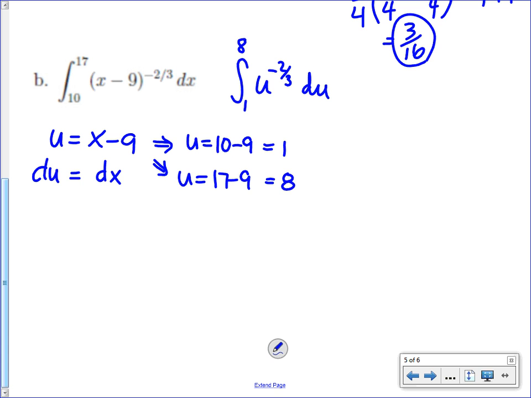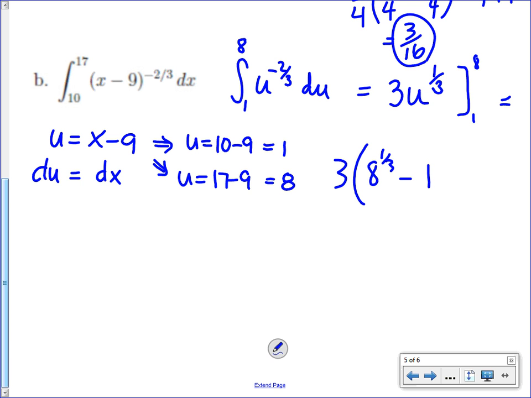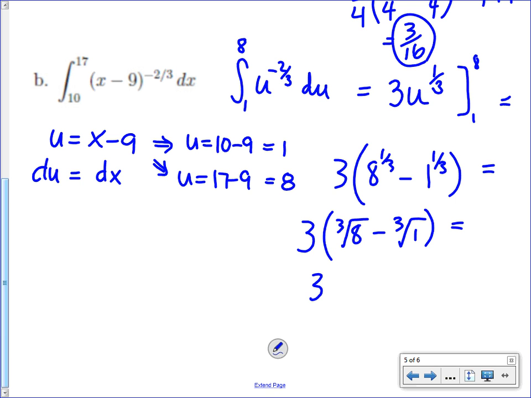Okay, and then we are going to antiderive this. So we're going to add 3 over 3, so that'll become u to the 1/3 divided by 1/3, which is the same as multiplying by 3 from 1 to 8. And then we're going to plug in our upper limit minus plug in our lower limit. And you guys remember that the 1/3 power is the same as the cube root. So this will end up becoming 3 times 2 minus 1. 2 minus 1 is 1. 1 times 3 is 3.